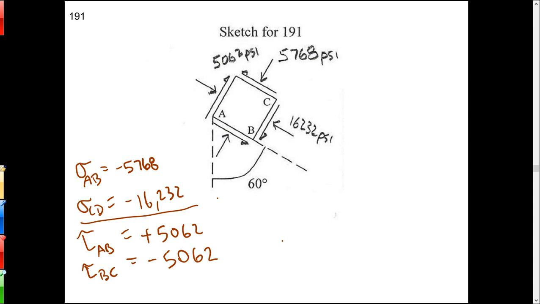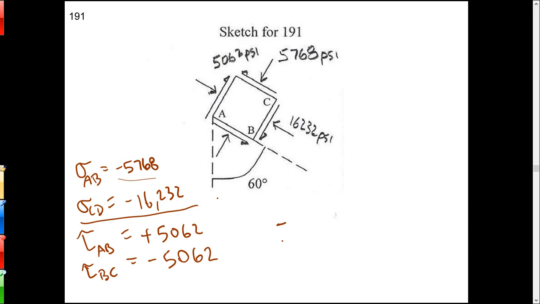Now, if you ask a mathematician what's the maximum stress, they might say negative 5768, because that's the most positive of the stresses. So it kind of depends on how you define maximum. I define it as the biggest absolute value. You could have a very big compressive stress, and even though it's negative, it doesn't mean it's small. You all know what I'm getting at there. It's just a matter of definition.